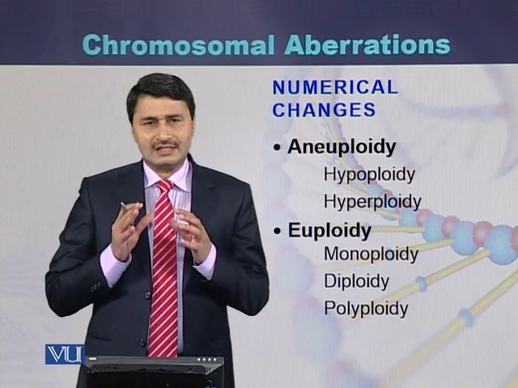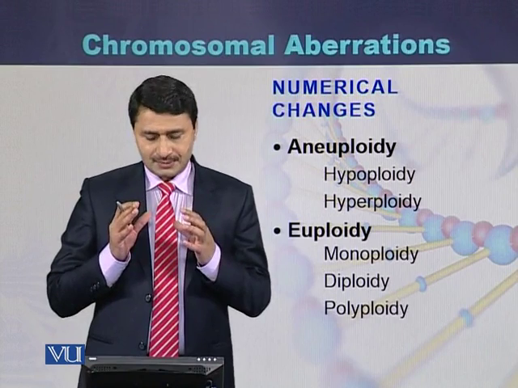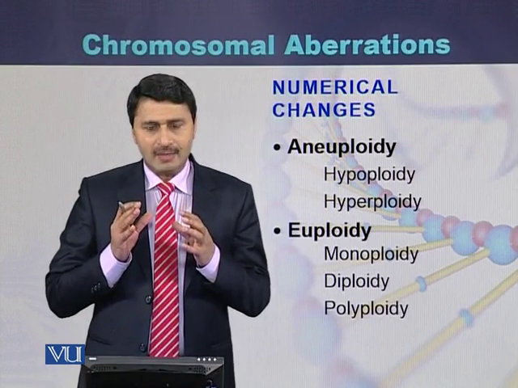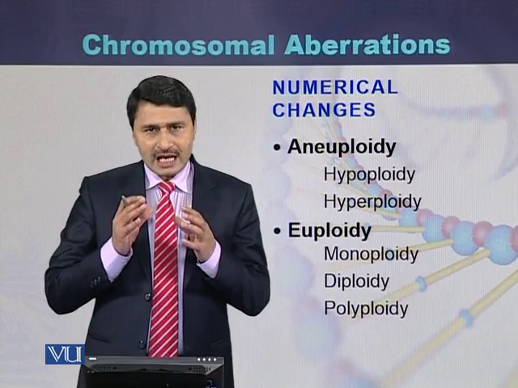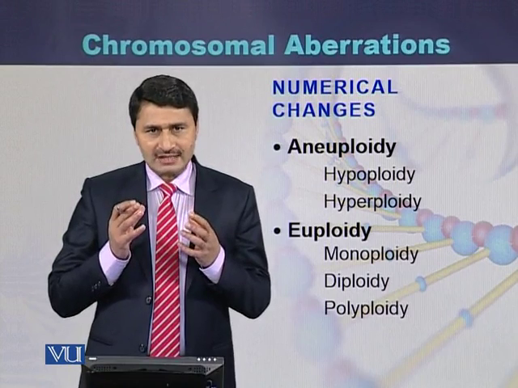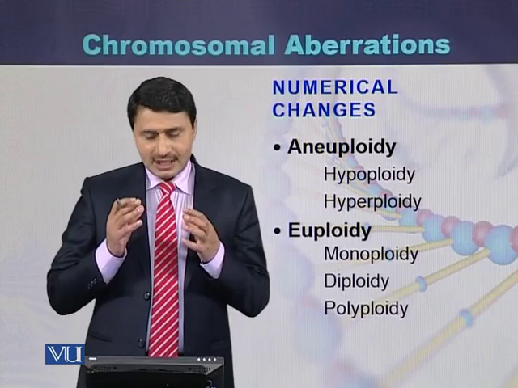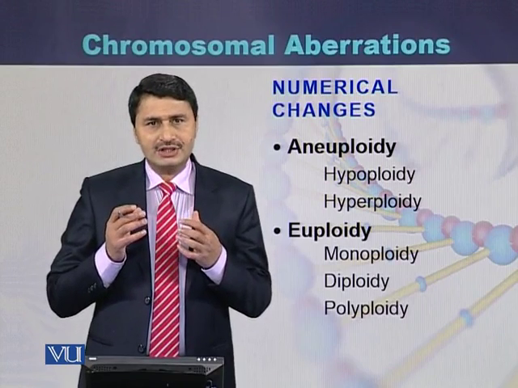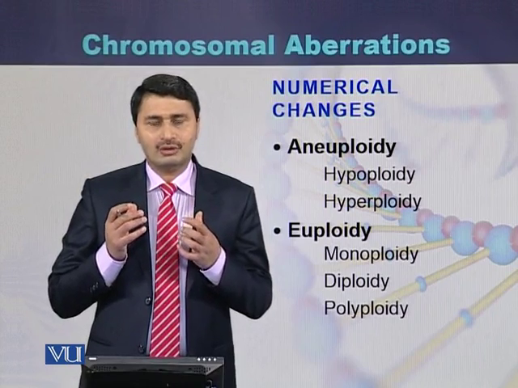So we can classify the numerical changes into two major types: aneuploidy and euploidy. In the case of aneuploidy, it can be of two types. It can be hypoploidy as well as hyperploidy. In the case of euploidy, it can be monoploidy, diploidy, triploidy and so on.